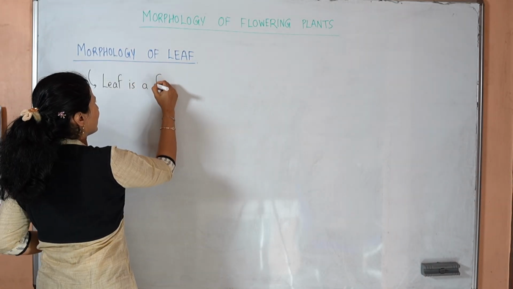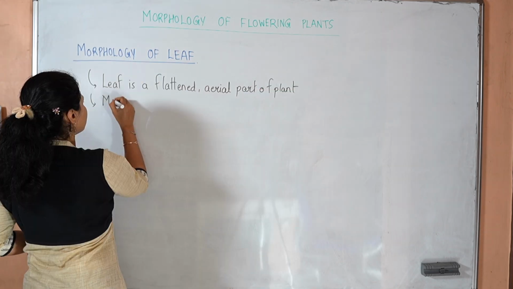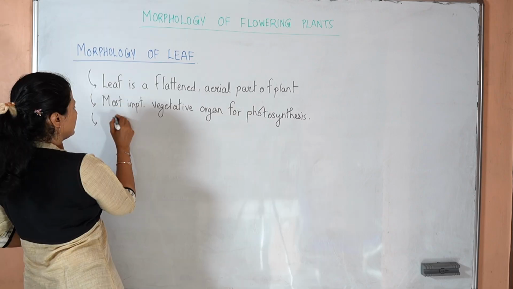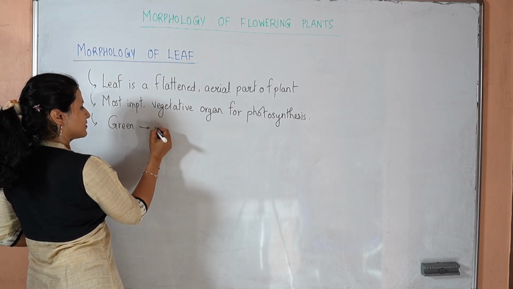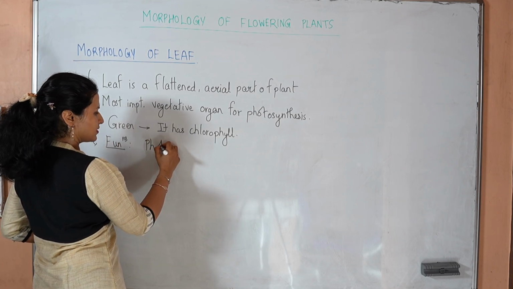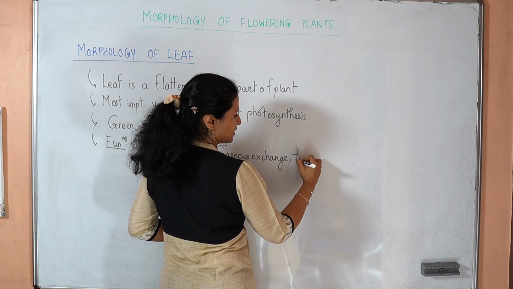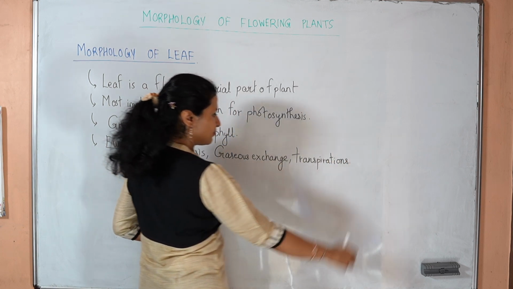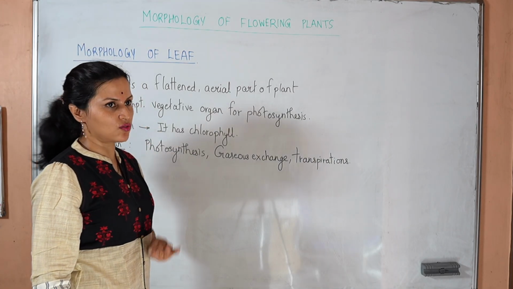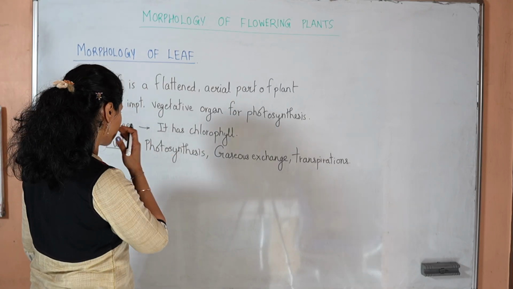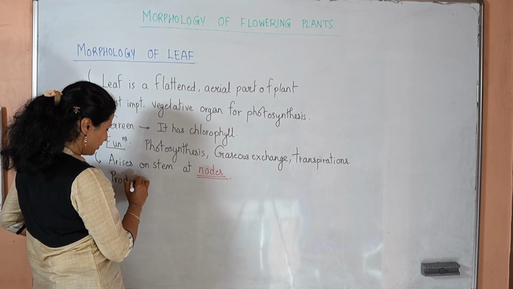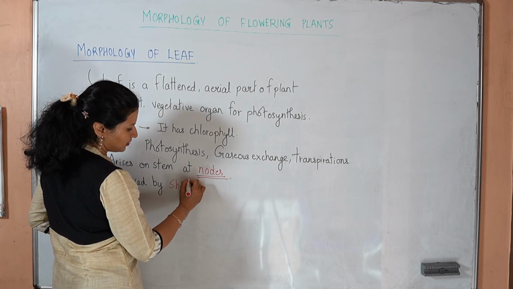Leaf is a flattened aerial part of plant. It is the most important vegetative organ for photosynthesis. It is green in color because it has presence of chlorophyll. What are the functions performed by it? Photosynthesis, then gaseous exchange, transpiration. These are the common functions. It can perform additional functions also other than these, but that is in case of the modified leaves only. We will see that in the modification of leaves. Next, it arises on stem at nodes, and they are produced by the shoot apical meristem.